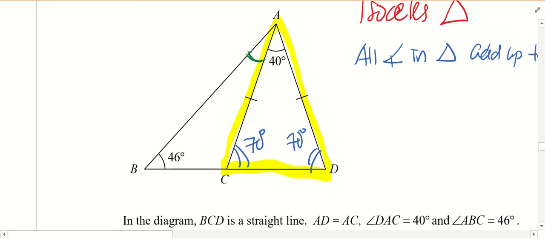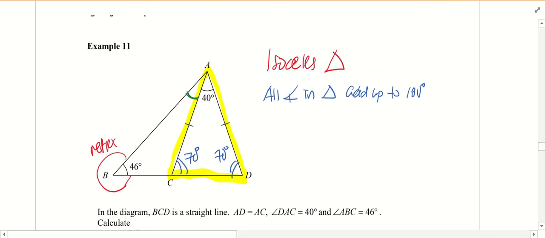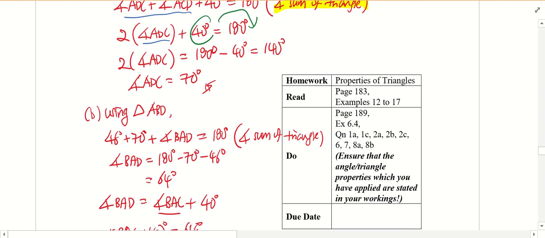If you forgot the first method, you can rewind the video and take a look. We managed to find this angle, and then lastly we are tasked to find this reflex. The key here is you need to remember what a reflex means. Reflex angle ABC refers to the bigger angle. I think this example is quite easy, and I hope you can handle this.